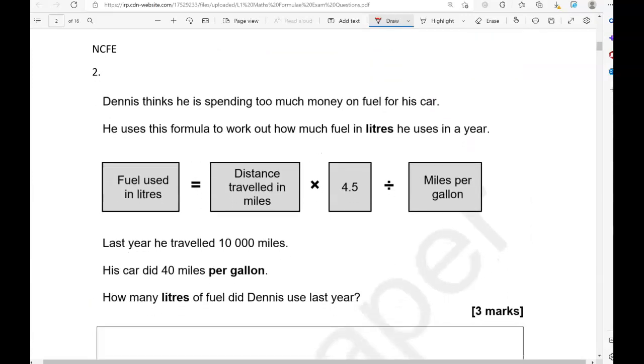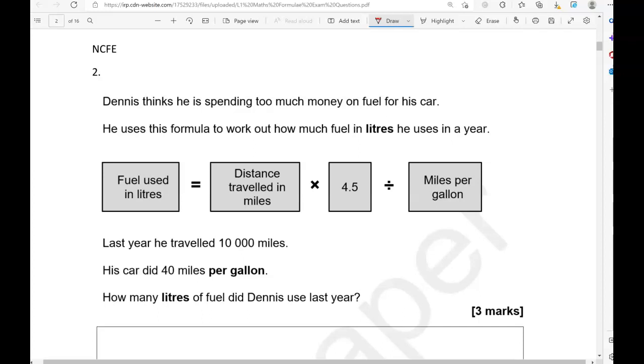Dennis thinks he is spending too much money on fuel for his car. He uses this formula to work out how much fuel in litres he uses in a year. Fuel used in litres is equal to distance travelled in miles times 4.5 divided by miles per gallon. Last year he travelled 10,000 miles. His car did 40 miles per gallon. How many litres of fuel did Dennis use last year?